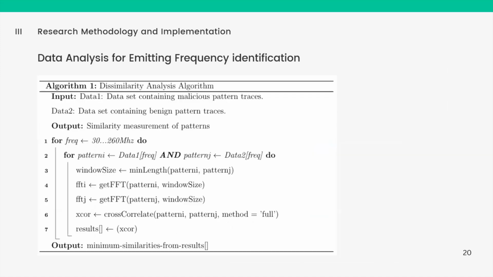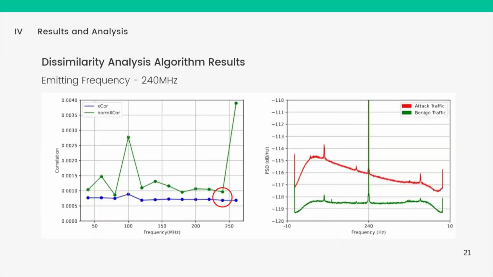Finally, we used a dissimilarity analysis algorithm to find the frequency at which these two trace patterns are most dissimilar. We used normalized cross correlation and cross correlation. This is the plot once we analyzed using that algorithm, and we can see that at 240 megahertz the traffic patterns are very dissimilar. You can see the benign traffic in green at the bottom and the attack traffic at the top, so it's very distinguishable. Now we have the emitting frequency identified.